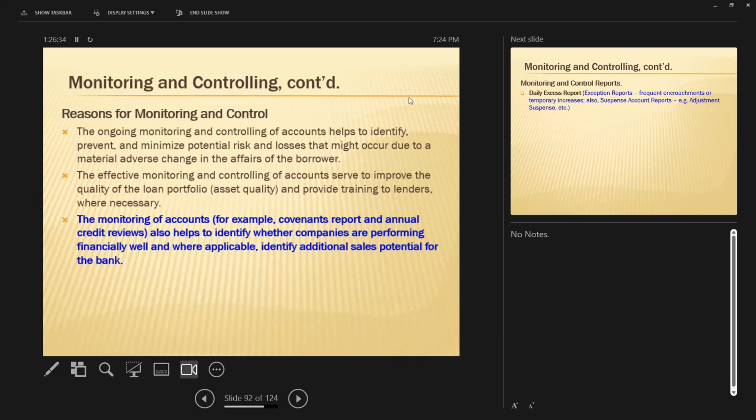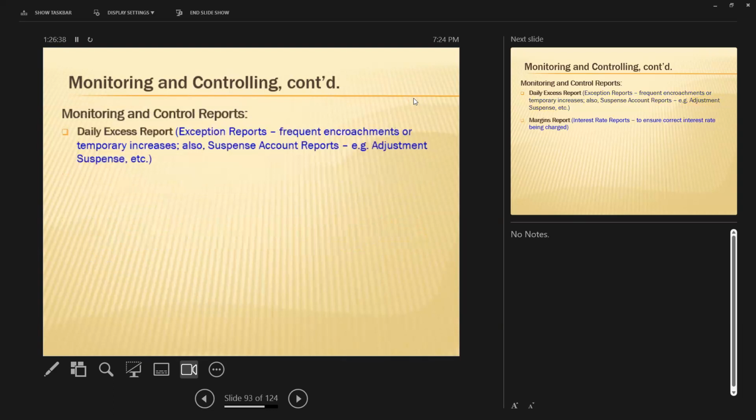Okay, so monitoring and controlling reports. The first one on our list is the daily excess report. Okay, daily excess report. What is the daily excess report? You may have, for example, exception reports, and on those exception reports, they will highlight customers who have frequent encroachments.